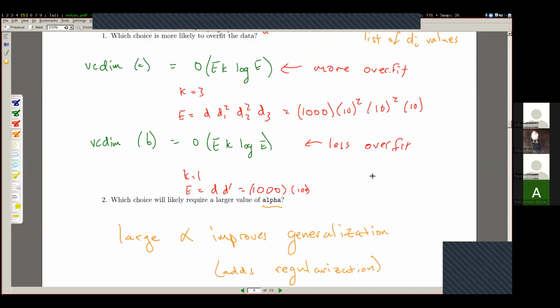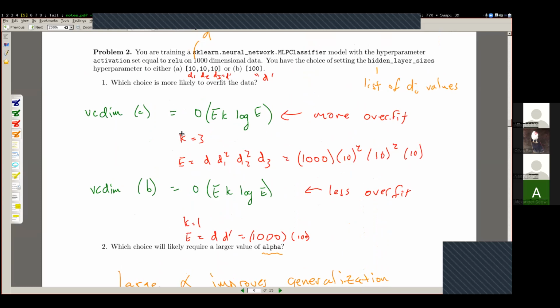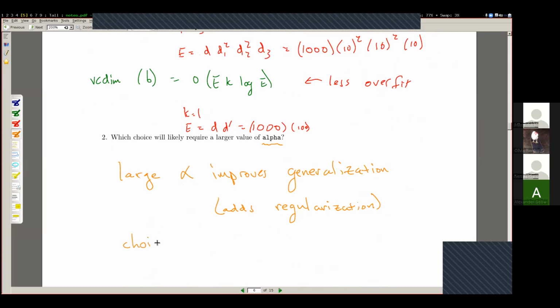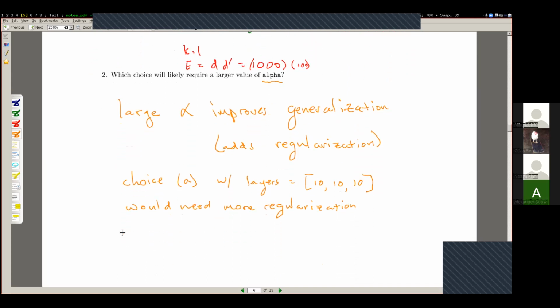Between these two models up here, we said that this one has smaller numbers, but the depth is larger, and the fact that some of these numbers have to get squared makes this model much, much more complex than the other. So for choice A, the one with the layers equal to 10, 10, 10, would need more regularization because it has a much higher VC dimension.